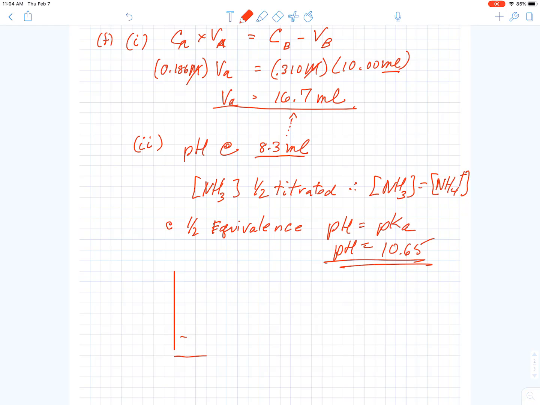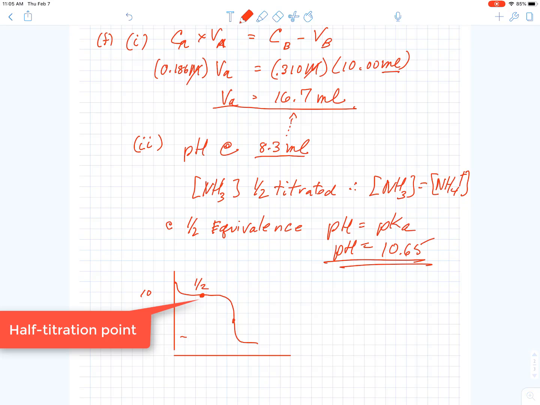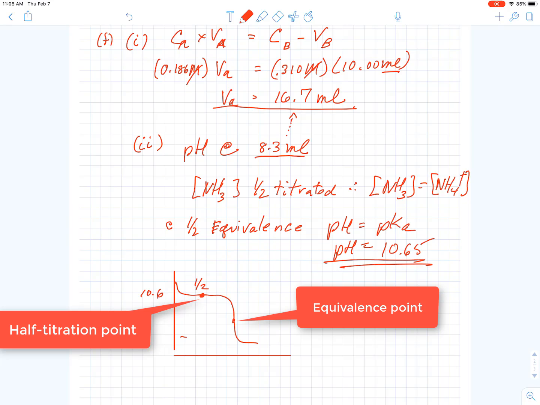FRQ on acids and bases. And I tossed in a little pH curve just as an extra description of what happened, where we start off at an alkaline solution, dips down, we get the buffered section, then run down to the equivalence point, and that's it. Half titration point there. Equivalence point there.